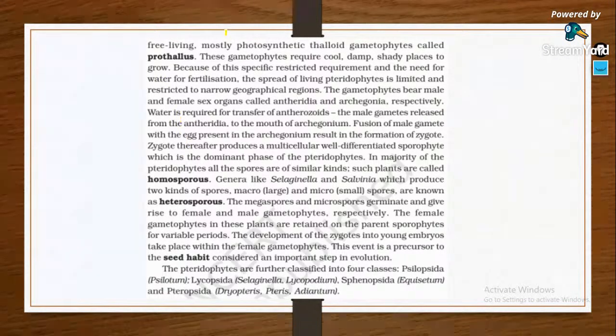Then, the gametophytes require cool, damp, shady places to grow. Because of this restricted requirement, they need water for fertilization. Very important: pteridophytes need water for fertilization. The spread of living pteridophytes is limited and restricted to narrow geographical regions. Gametophytes bear male and female sex organs called antheridia and archegonia. Male sex organ is antheridia and female sex organ is archegonia.